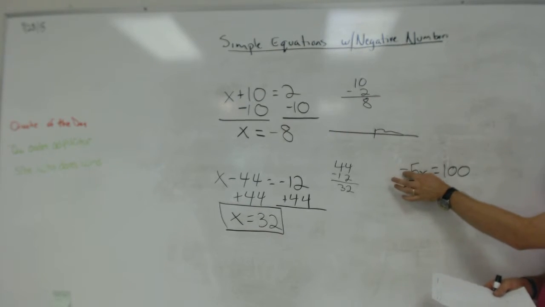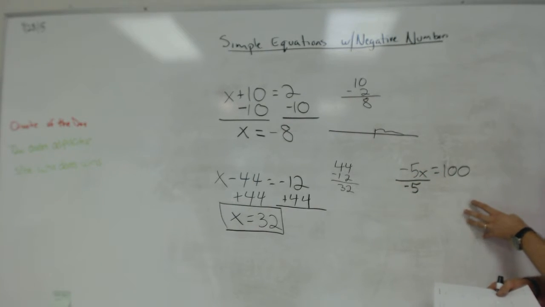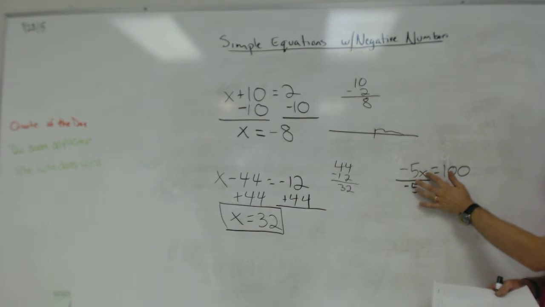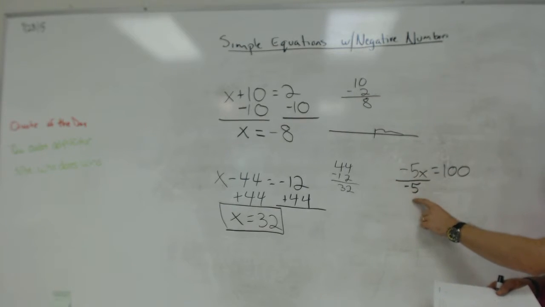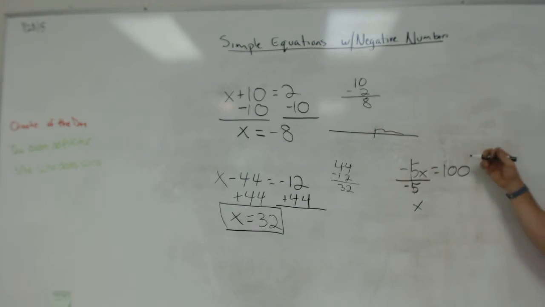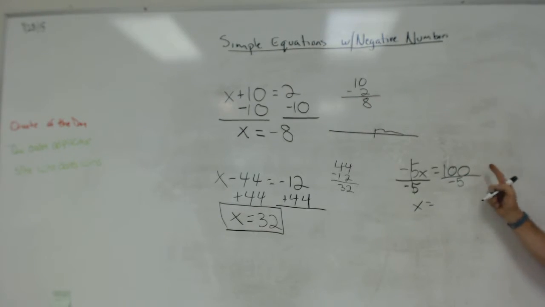Sometimes people see this and they go, oh, minus 5, the opposite of that is plus 5. But what I really want to do is get x alone. So if I have negative 5 times x, I have to divide by negative 5 to get x all alone. Okay, make sure this goes in your notes exactly like this. You may even want to write what I'm saying in your notes. And then over here we have 100 divided by negative 5. So 100 divided by 5 is 20. A positive divided by a negative is a negative.